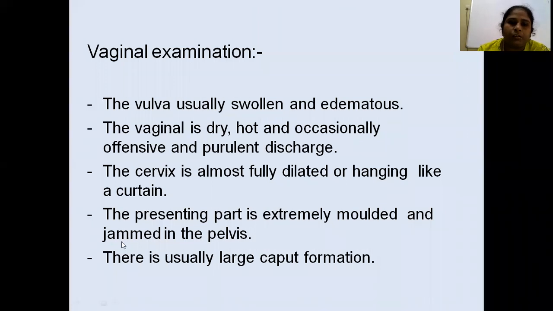Vaginal examination: the vulva becomes swollen, edematous. Vagina will be dry, hot, and offensive purulent discharge may be there. Cervix almost fully dilated or hanging like a curtain. Presenting part is extremely molded and jammed in the pelvis. Usually large caput formation will be there. Caput succedaneum it's also called.